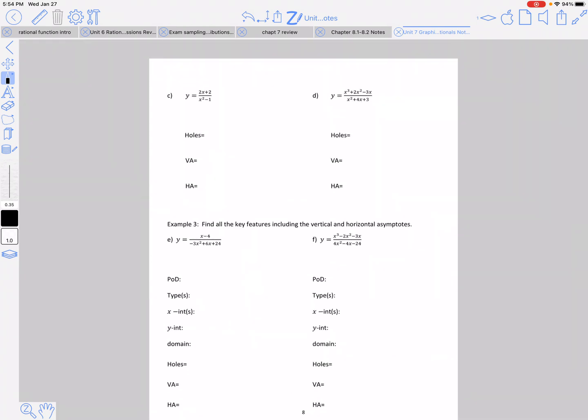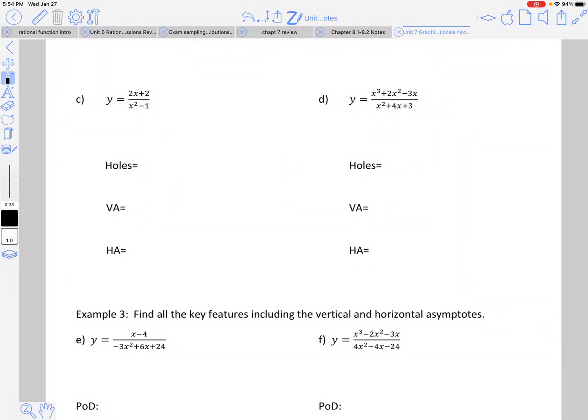Okay, a few more examples. If you're kind of tapped out, go try the assignment, come back for the other examples if you get stuck. But I'm going to keep on going.